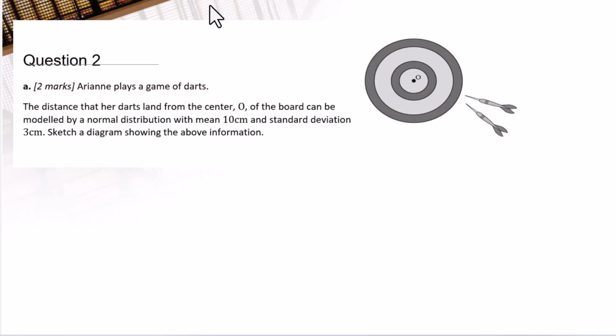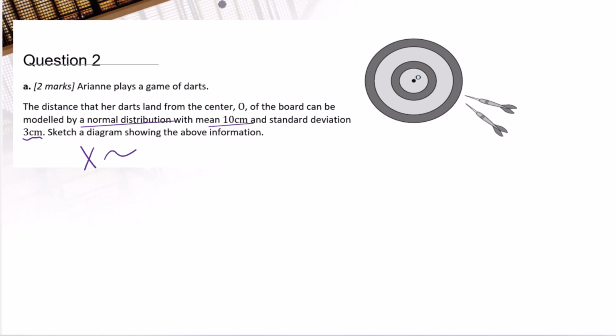This video is about binomial and normal distributions. Ariane plays a game of darts. The distance that her darts land from the central O of the board can be modeled by a normal distribution with a mean 10 centimeters and a standard deviation 3 centimeters. Sketch a diagram showing the above situation.